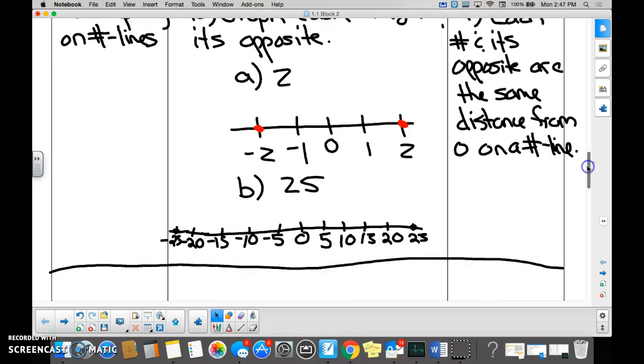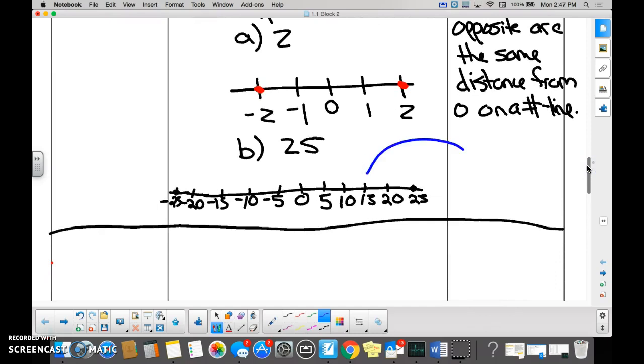Is it okay to be creative on your number line numbering, and instead of going by 1s, go by 5s, 10s, 15s, 20s, or whatever? Yes, as long as it makes sense with the numbers you are graphing. Questions?